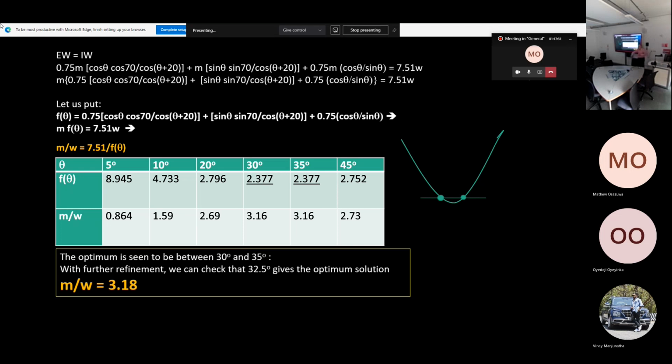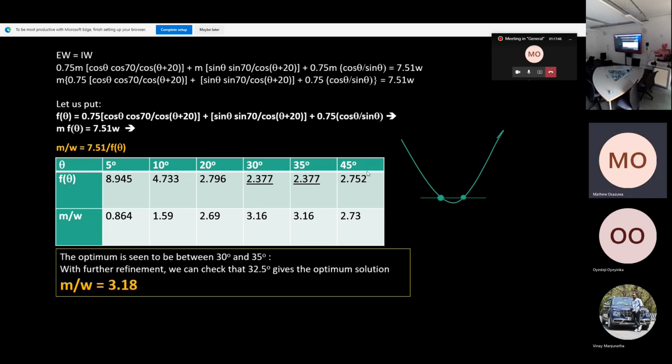Exactly, because normally, if I want a precise algebraic answer, what I really need to do is differentiate f theta with respect to theta and put it equal to 0. That will give me a correct solution for theta. I don't know if I've done it, let me remember. I might have done it.